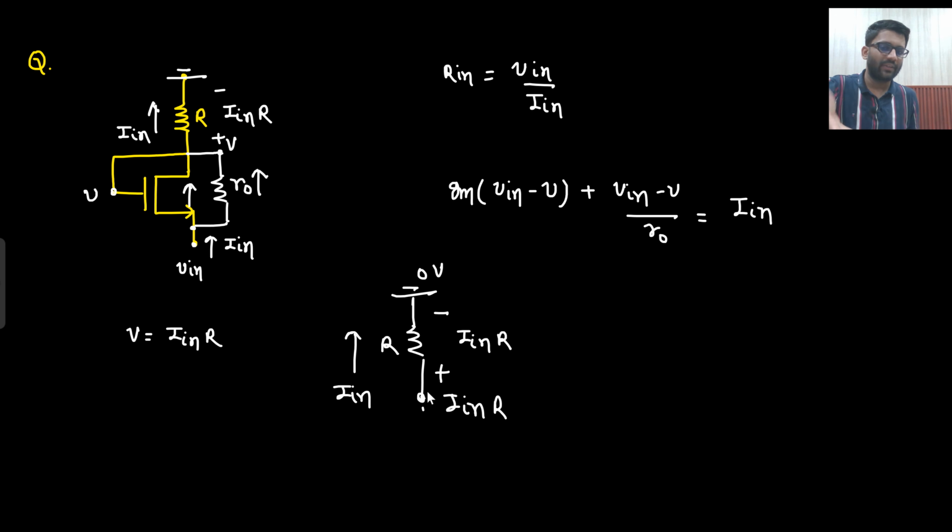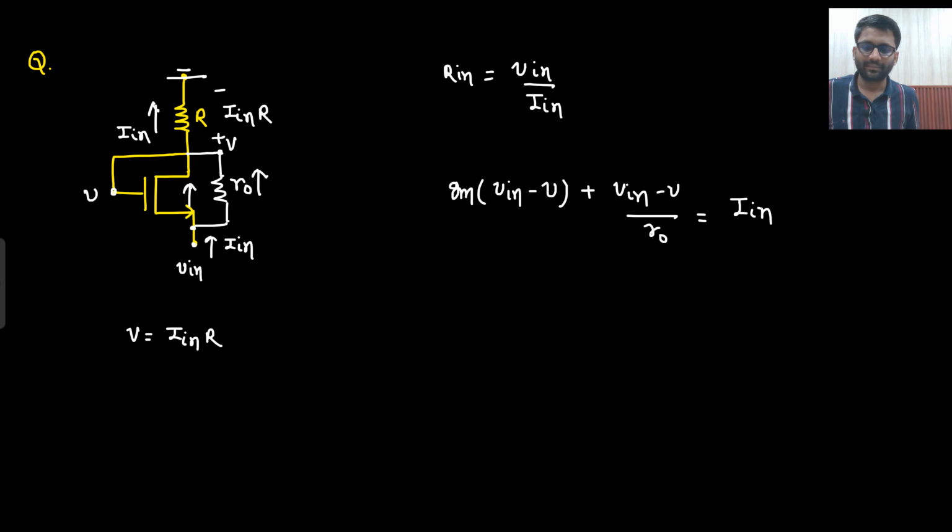Or you can write down the current as well: Iin into R minus 0 divided by R. That will be Iin in the upward direction only. So I hope you are understanding these kinds of points, which are very basic network analysis. Okay, so another relation that I got is this one: V is equal to Iin into R.